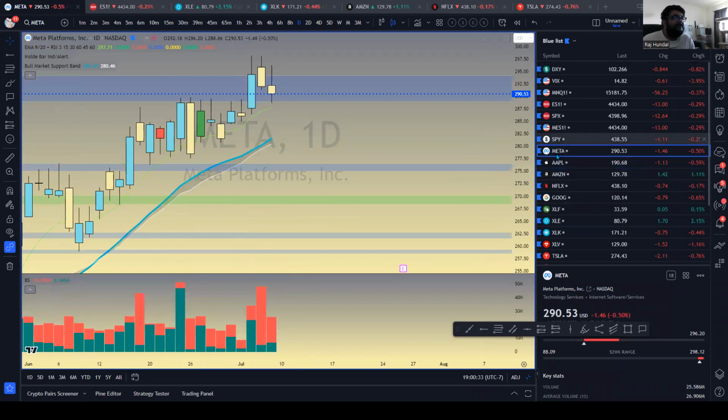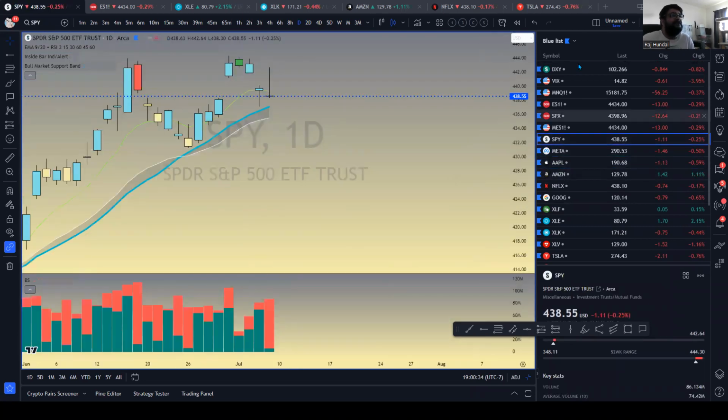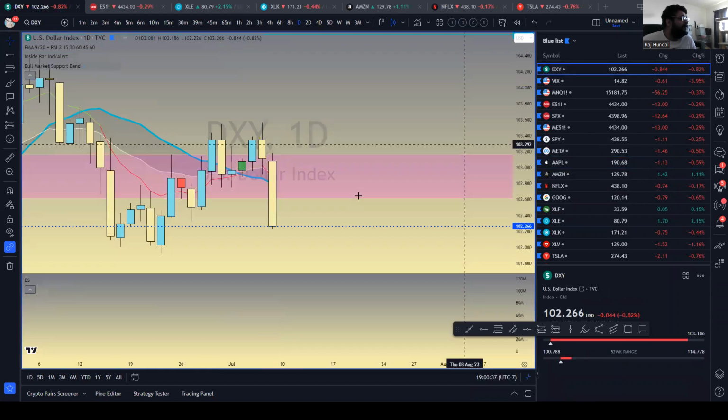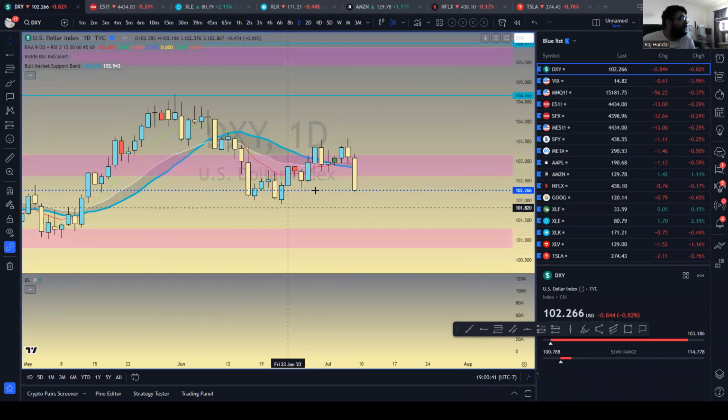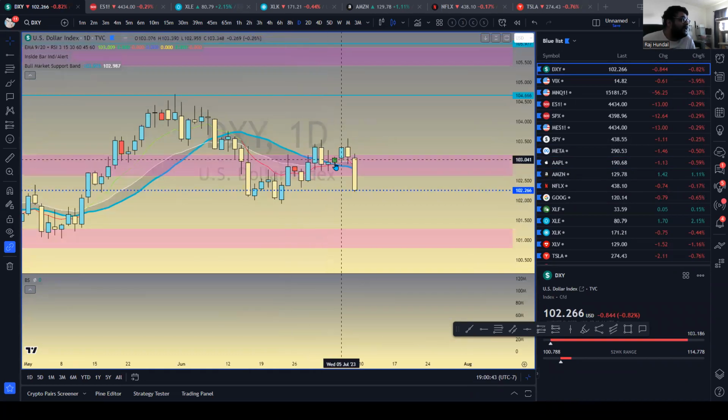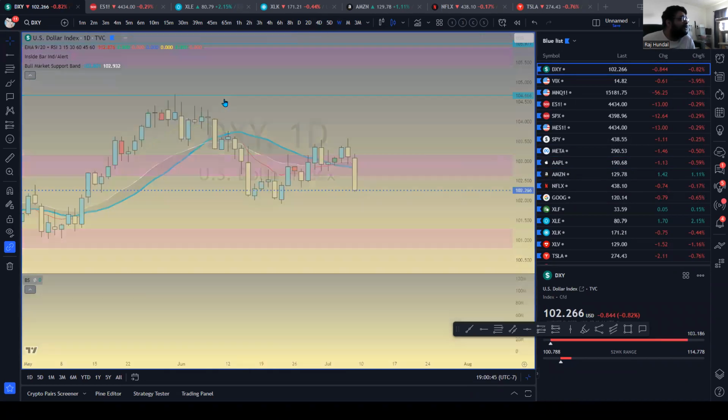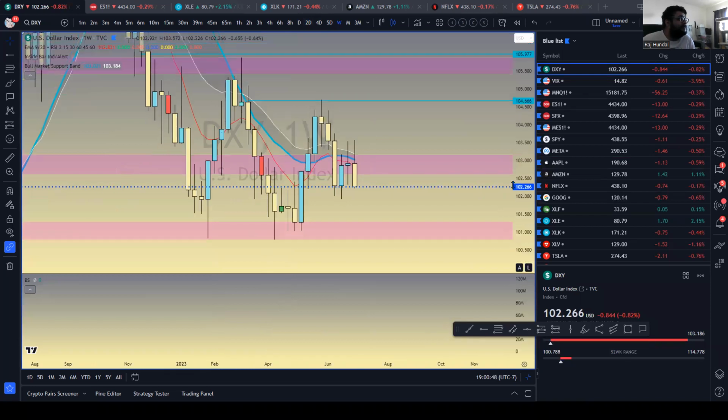Meta's looking good here for a dip buy. So yeah, I do think we might be in. Look at the dollar here. Oh yeah, the dollar looks good. This kind of worried me here, that I don't really like on the daily. Right here, this is looking good to me.